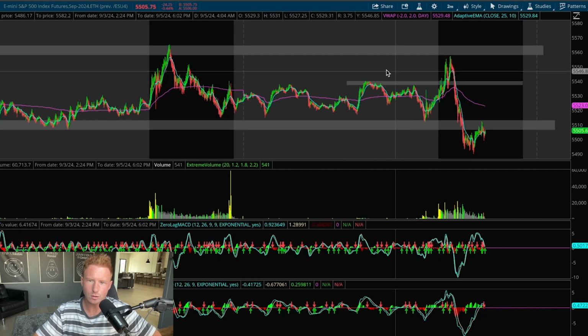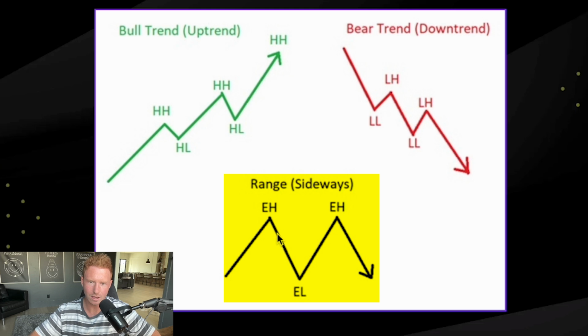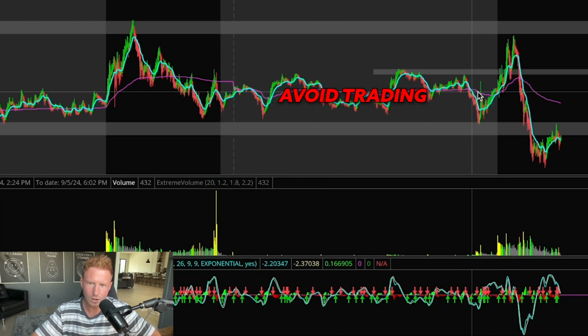Now, as you can see, before the market even opened, this is the pre-market session. What we can notice here is it's a very sideways market. We can clearly tell that from this picture. We're in this kind of black zone where this tells me to avoid trading.